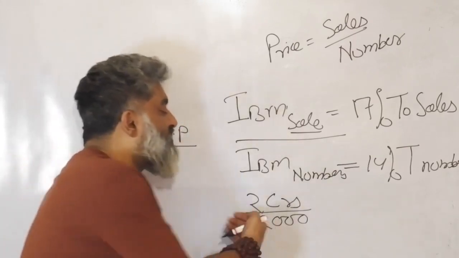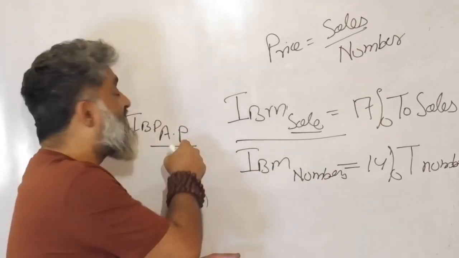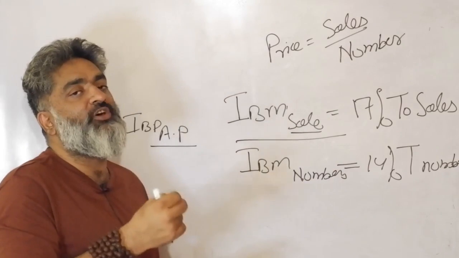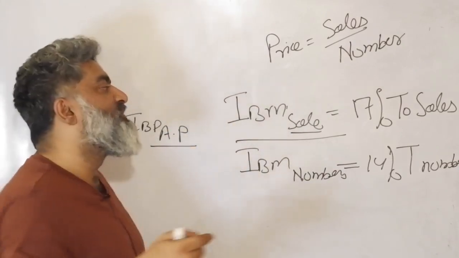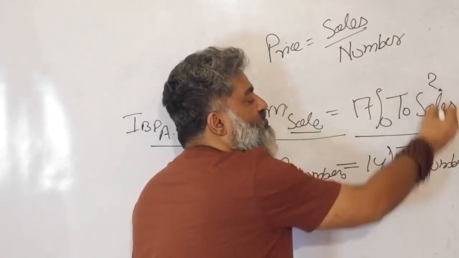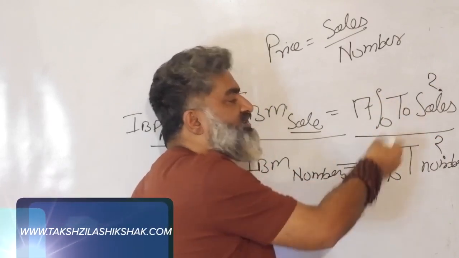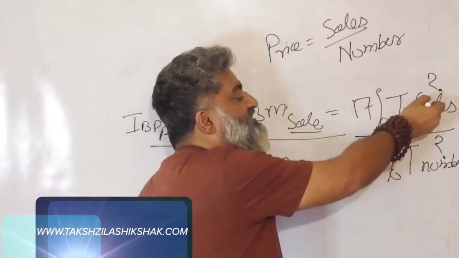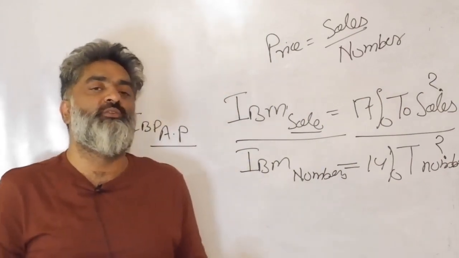Because if I now ask, this was an example given by me, right? If I ask you to find the actual average price of IBM, can you do that? The answer will be no, because you'll come to this point, but you do not know this value. So 17 by 14, the 100 will get cancelled, of sales by numbers, but that sales by number value is not available to you.